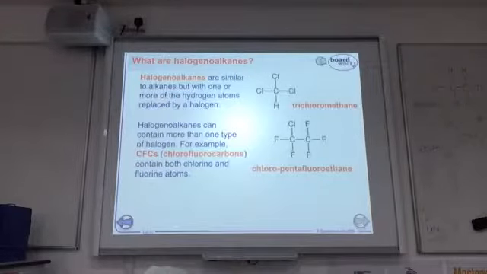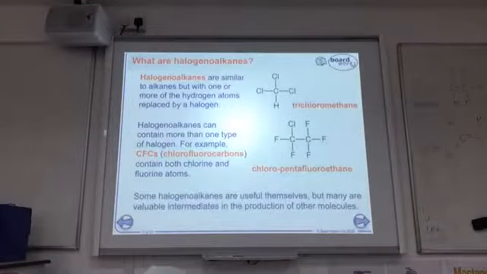But if there was a hydrogen as well, then you would end up with having multiple versions, and you'd need lots of numbers. Okay. So some halogenoalkanes are actually useful themselves, but many are good intermediates to produce other molecules.